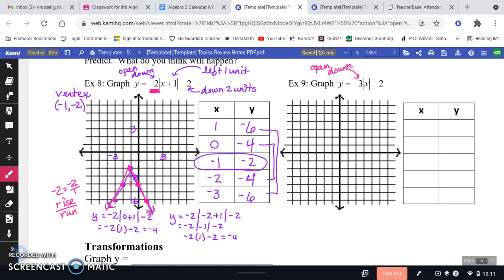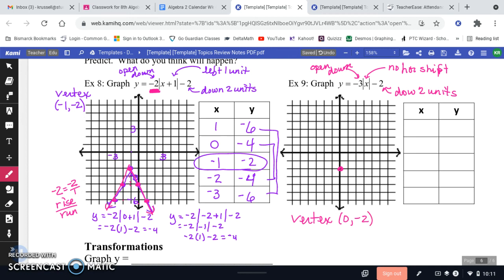And then let's see if we can figure out where the vertex is. So from 0, 0, well, there's nothing inside of the absolute value bars, so there's no horizontal shift on this one. But if you look here, we do shift down 2 units. Okay, so if our vertex starts at the origin, it does not shift left or right, but it does go down 2, then my vertex is going to be at 0, -2.